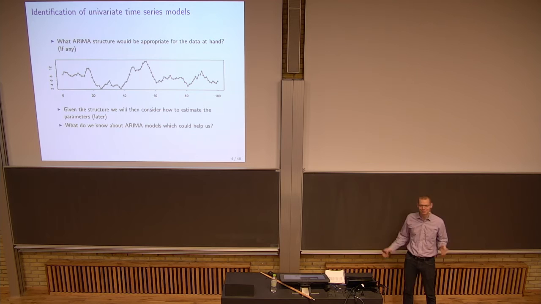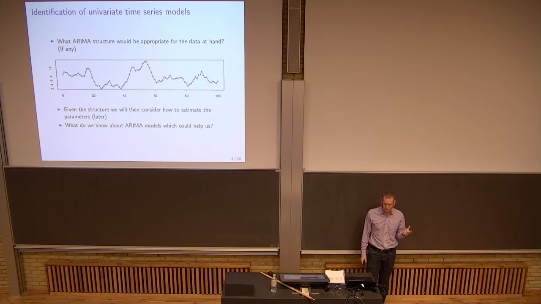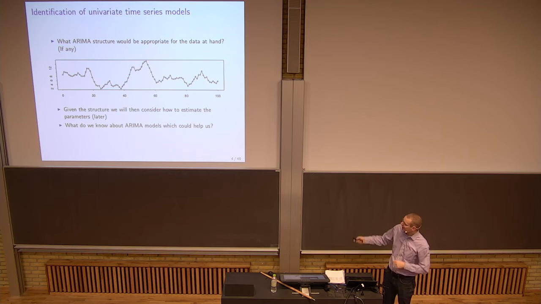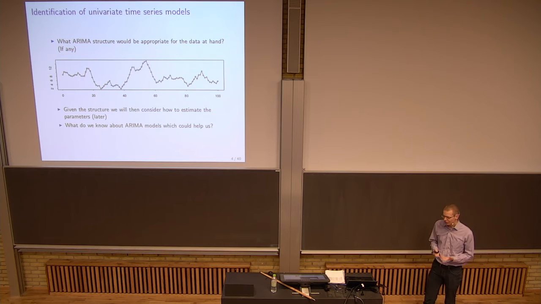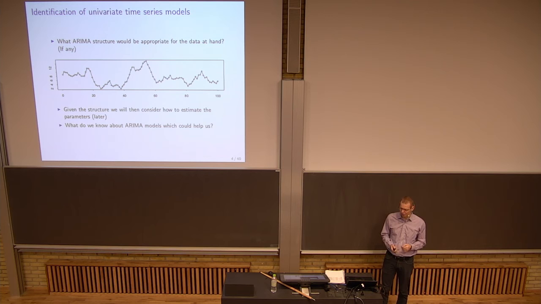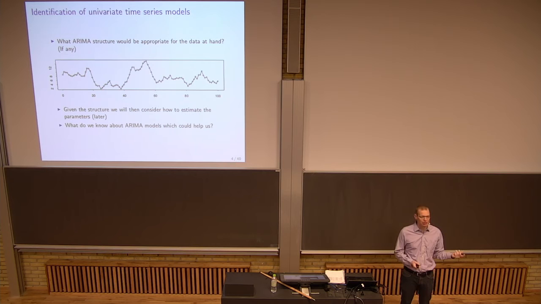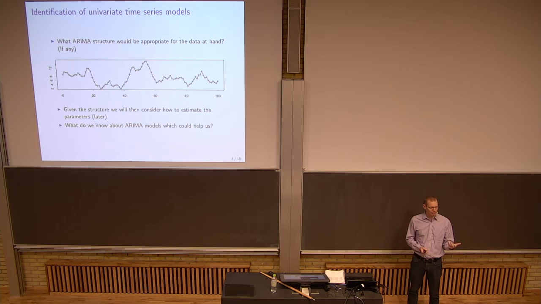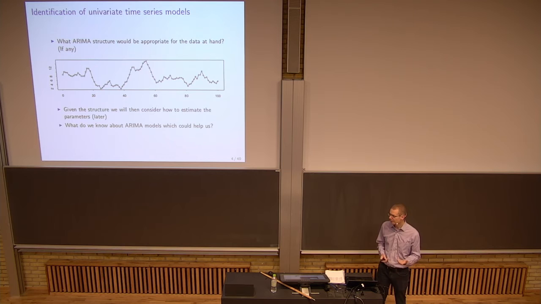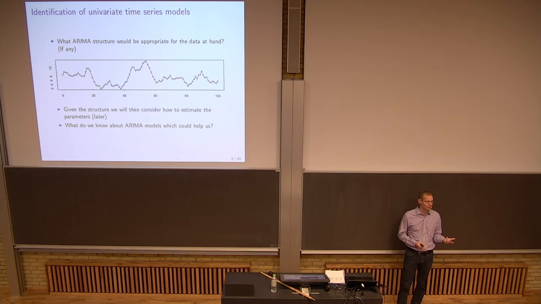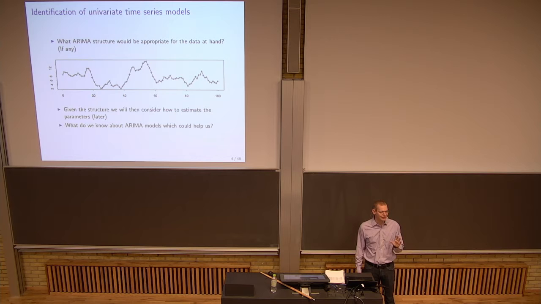At least not yet. Okay, so what we have to do is to figure out how to model data like this. So we need to figure out which structure to use, and then estimate parameters, which will be later, as said just before. So what we did last week was to look at ARIMA models. And for a particular model that we looked at, we could see some patterns in the autocorrelation function, which could help us identify what is actually the model. I don't know if you remember from last week. I will recap that in a moment.